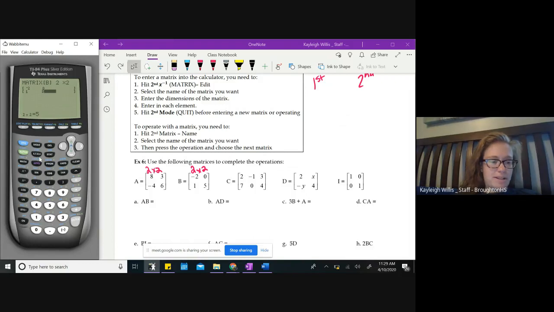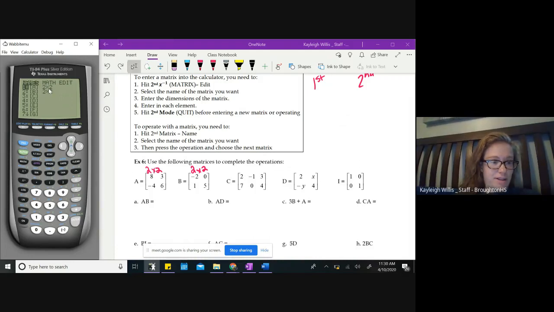Okay, once they type them in, though, you do need to go back. So we can't go back to second matrix. We need to get out of this screen. We need to go back to our home screen. So I'm going to hit second quit. So we're back to our blank home screen. And now I'm going to go to second matrix again. And now I'm going to select the matrix I filled out.